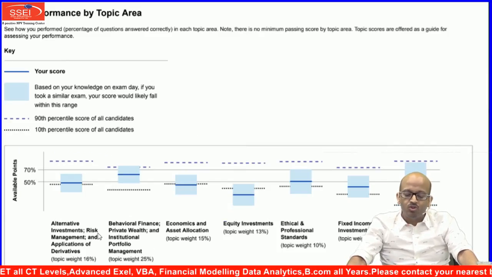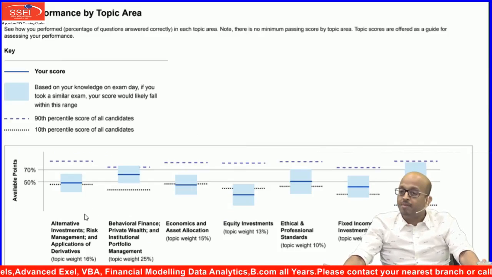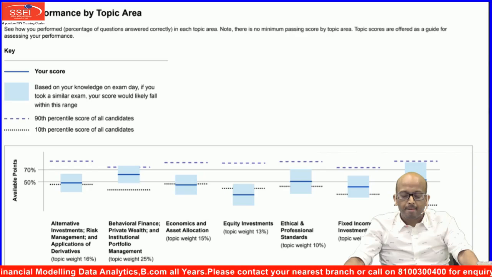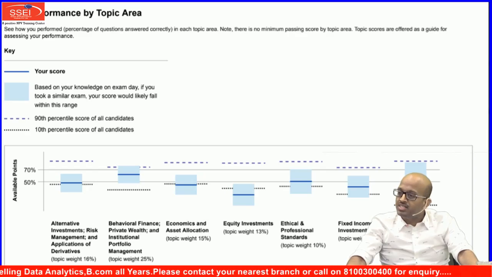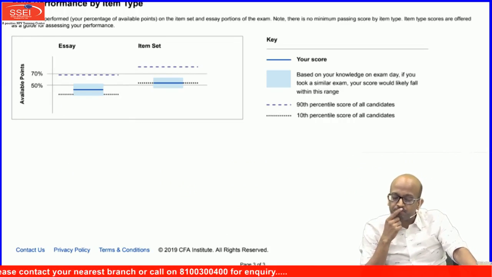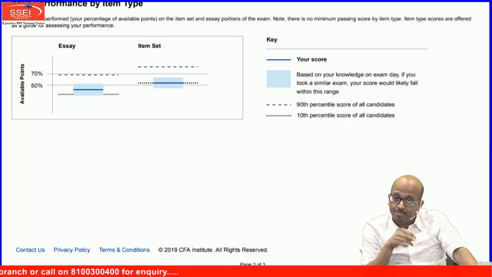Deeper into it we go, look at the topics. Such type of results are also there in level 2. Now the last score. Essay separate score, item set separate score. Can you see this? Essay separate score, item set separate score.